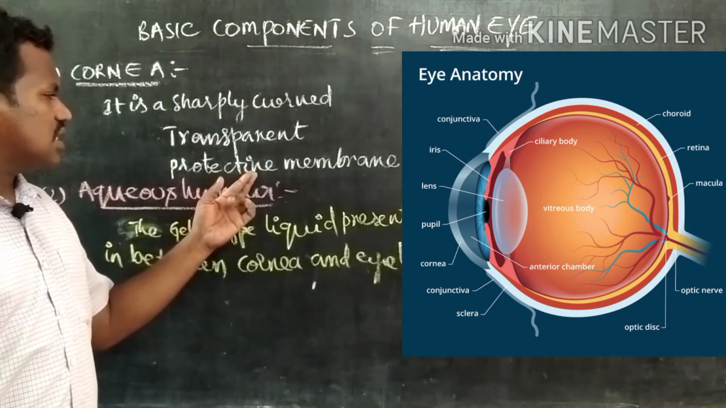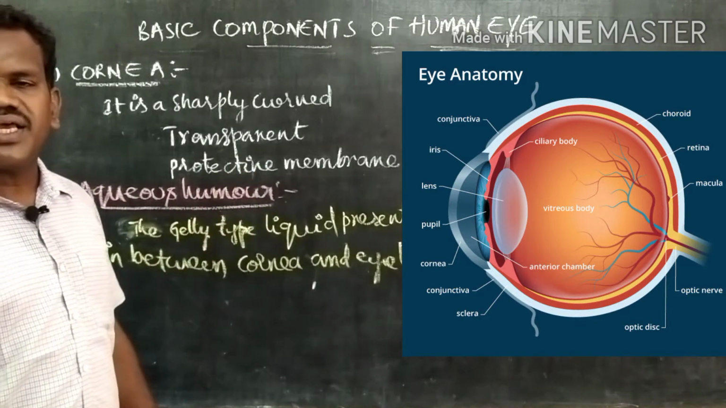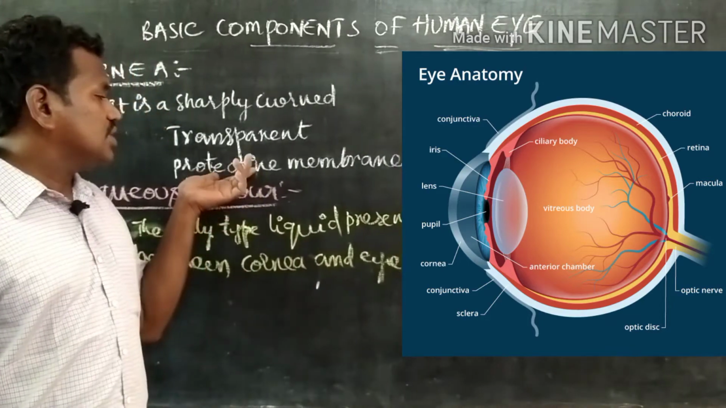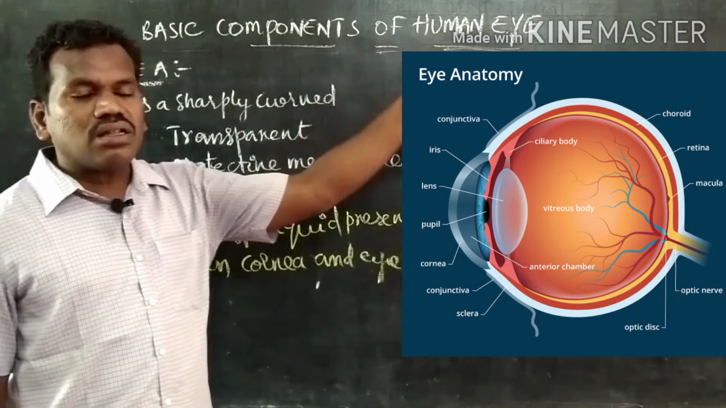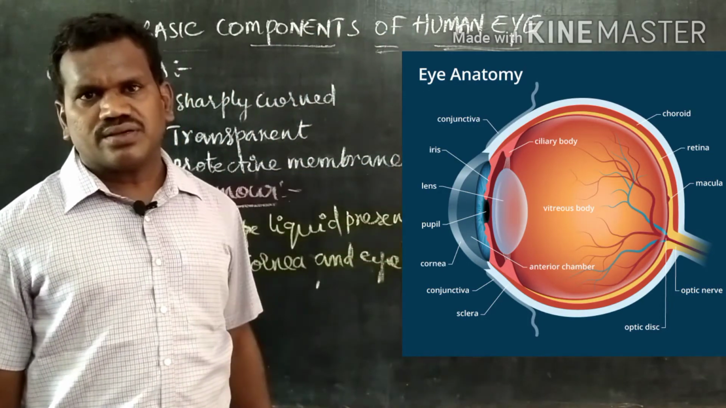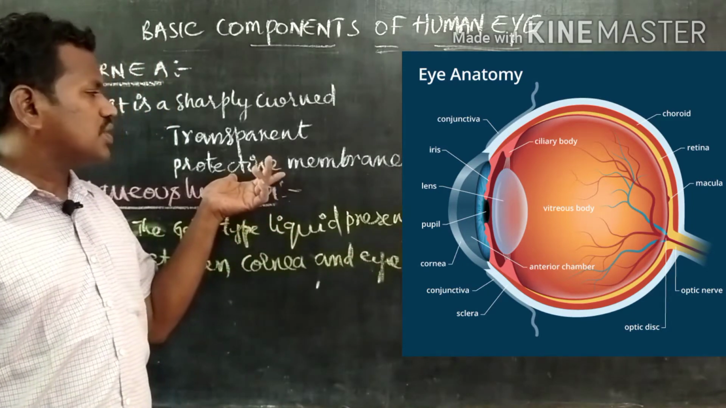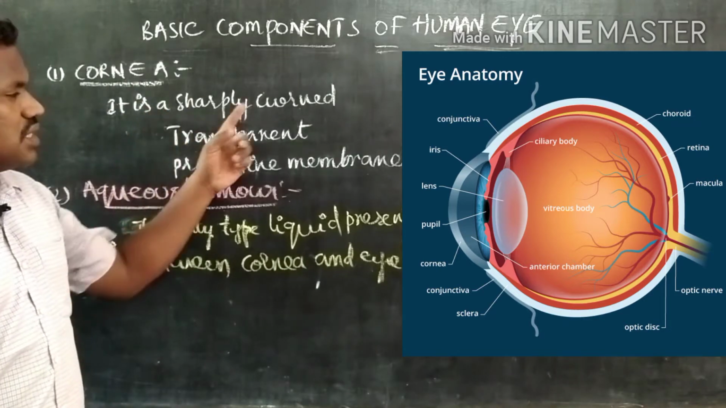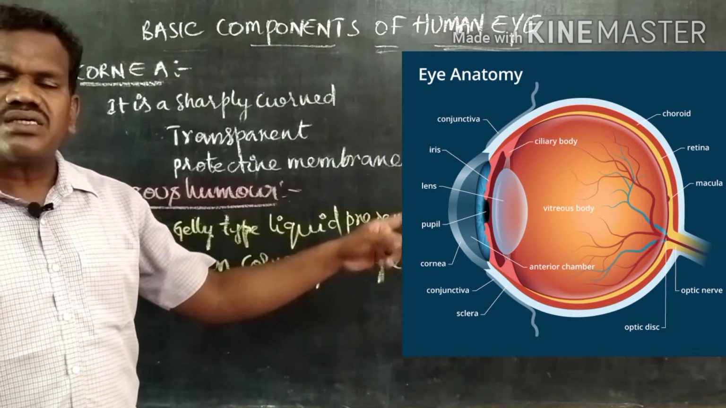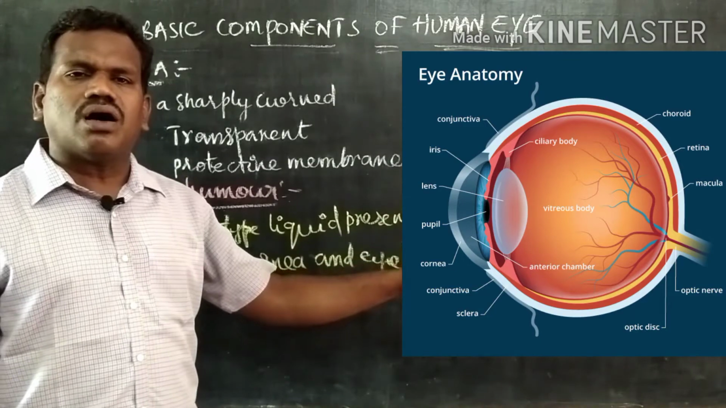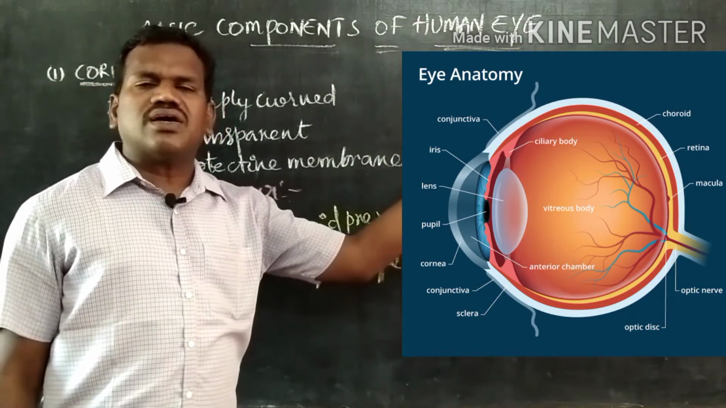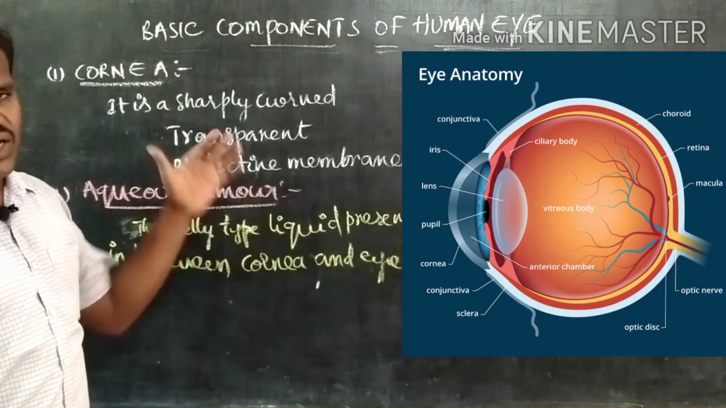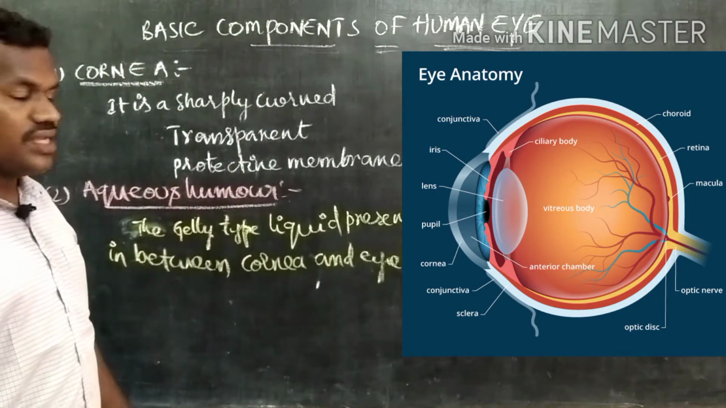And one more word is there: protective membrane. A membrane is nothing but a sheet, and it protects all the inner parts of the eye. Now, what is the cornea? A sharply curved, transparent, protective membrane on the total outside of the eyeball is called the cornea.